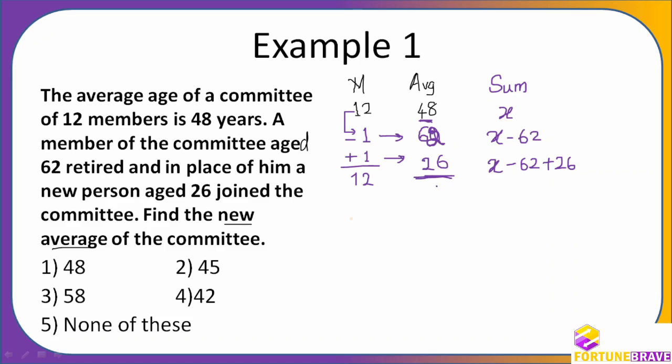And then in his place one more person has come. Now again inclusion is happening, a 26-year-old person. A 26-year-old person means again he is less than the average. So again the average is going to come down.